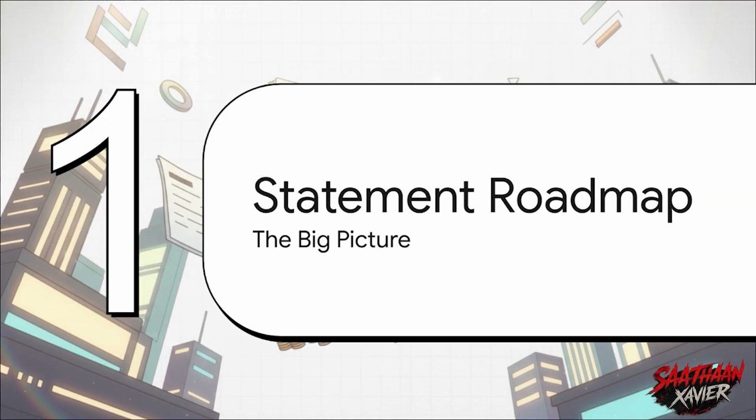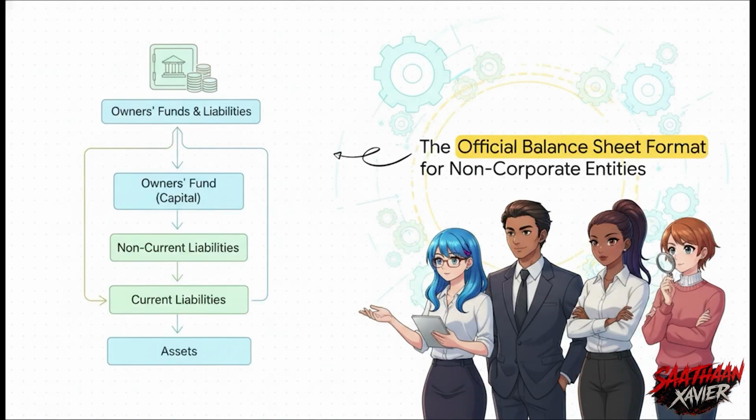Section 1. The Financial Statement Roadmap. The Big Picture of Business Reporting. To really wrap our heads around this roadmap, I want you to think of the balance sheet as a high-definition snapshot. It's a selfie of the business taken on one specific date, showing exactly what it owns and owes at that exact millisecond. Now, the official prescribed format is incredibly rigid.